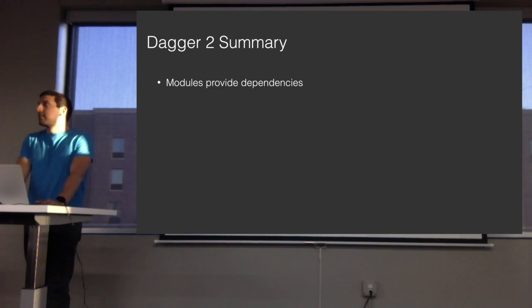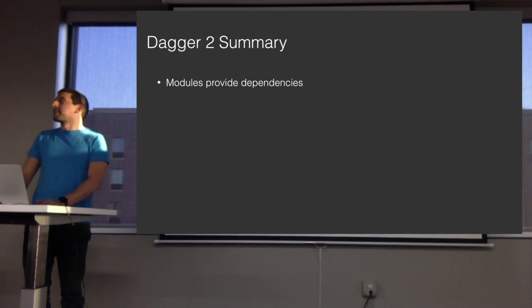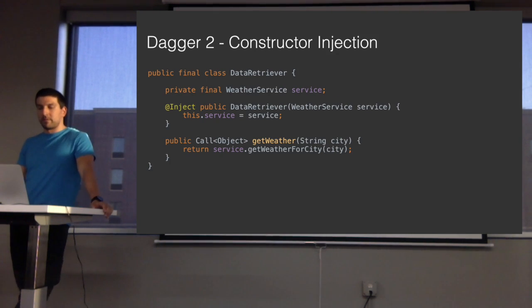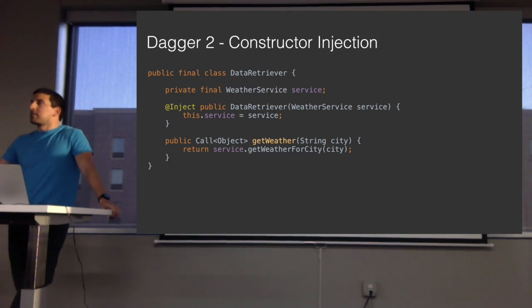What would the other side of the constructor injection look like? It depends on what's using the data retriever. If I was calling data retriever.new, you would never instantiate data retriever on your own. So in this case, if you're using it in a presenter, which itself is probably using constructor injection too, you would just provide it as a constructor argument, and it would just work.